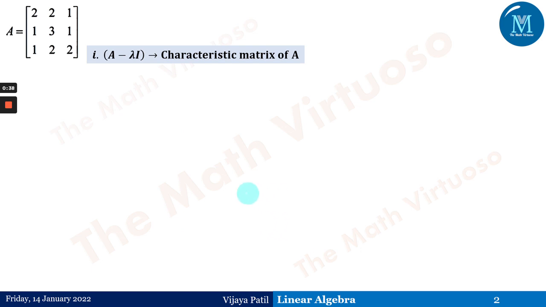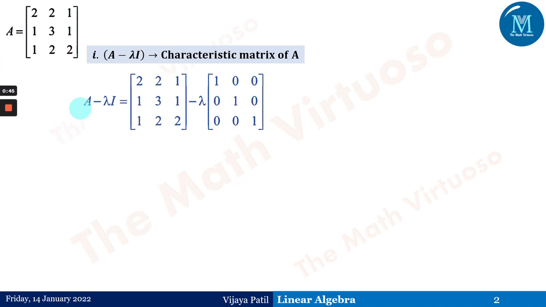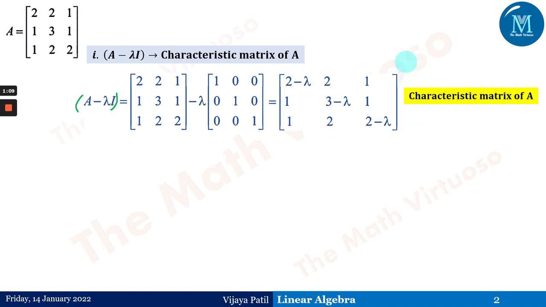The first is A minus lambda times I, which is known as the characteristic matrix of capital A. This can be calculated as the matrix capital A minus lambda times the identity matrix, which is just a subtraction of these two matrices like this. Only the diagonal elements will change, that is 2 minus lambda, 3 minus lambda, 2 minus lambda and so on. All the non-diagonal elements of capital A would remain the same. This particular matrix is known as the characteristic matrix of capital A.